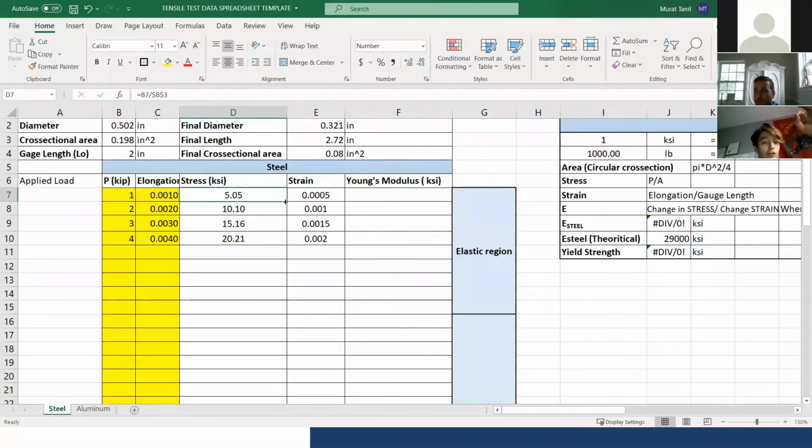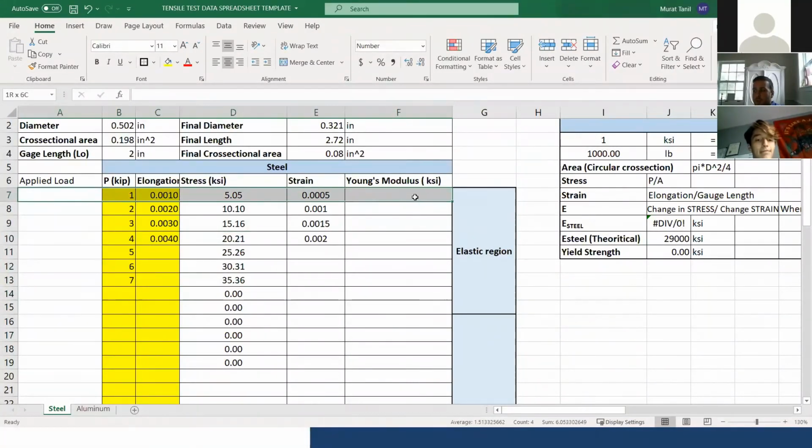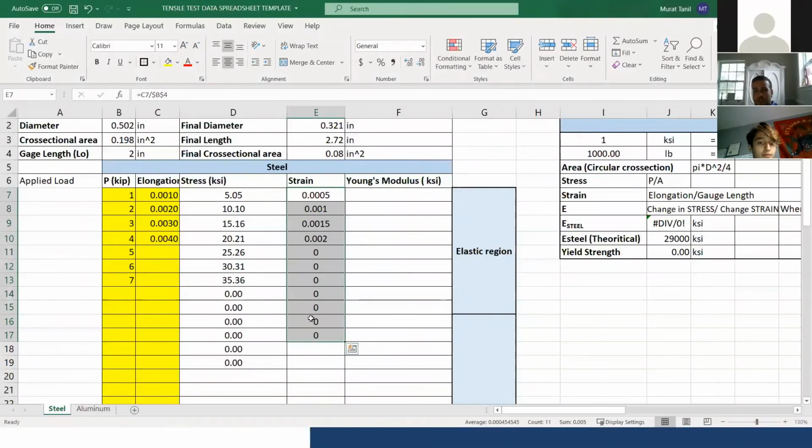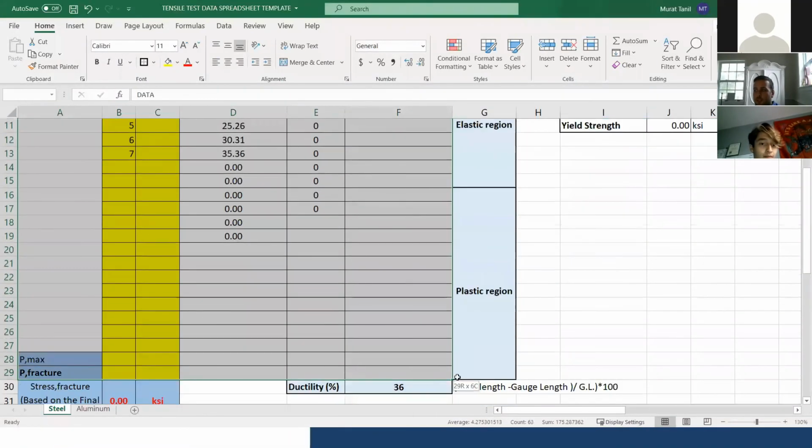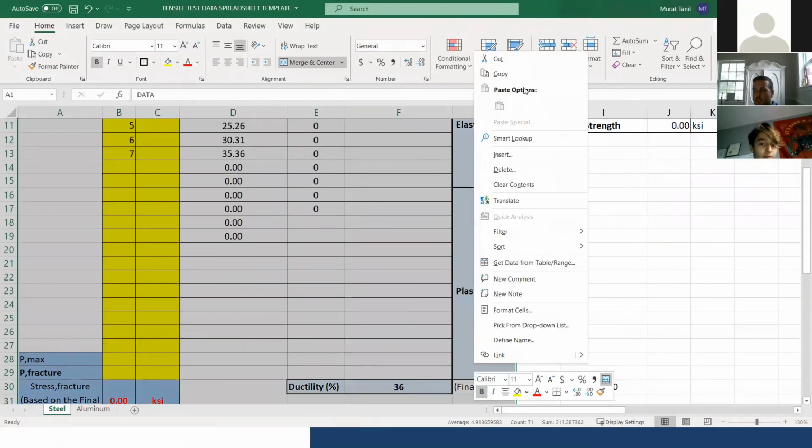And you can drag it down, and it will give you the numbers as you go. All you need to do is fill the first part. Let's say I got the strain, I just drag it down, it calculates for me. Once you finish, you come to the data section, copy this, and paste it into the Word file.